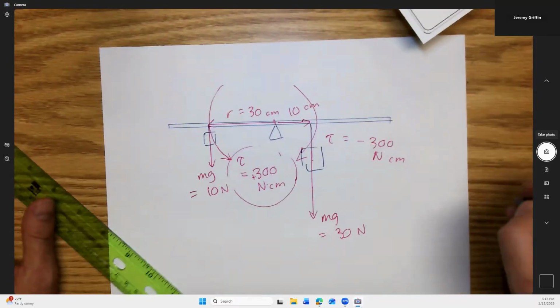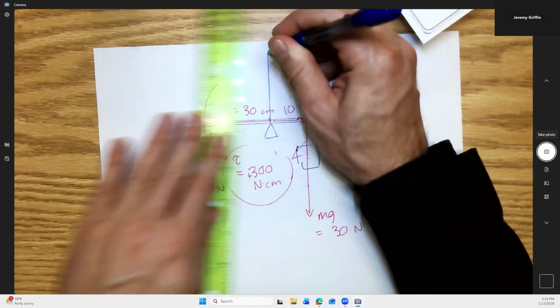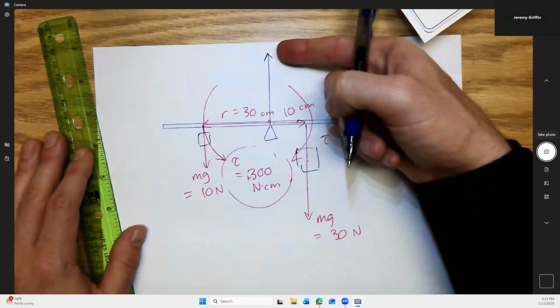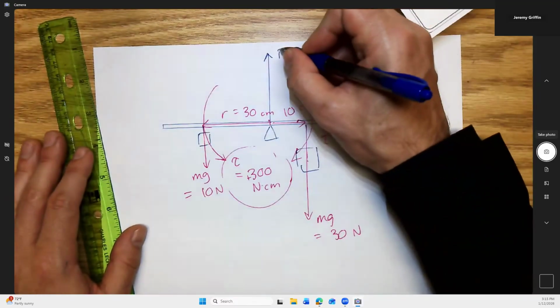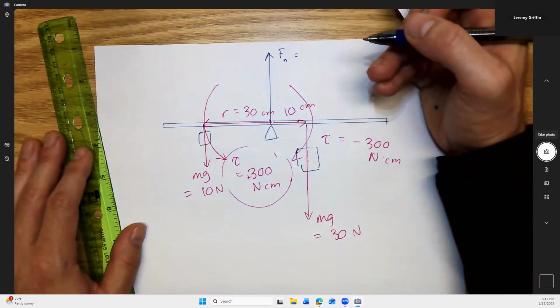Okay. Hey guys, I got a follow-up question for you. How much normal force is being supplied from this pivot point right here? How many newtons up is this? Can anybody figure that out?